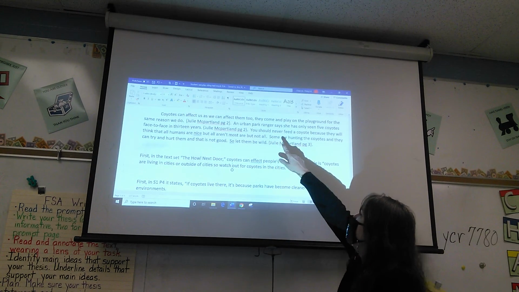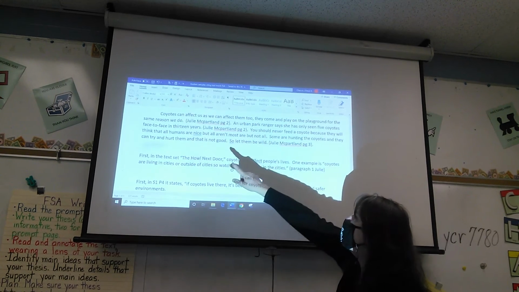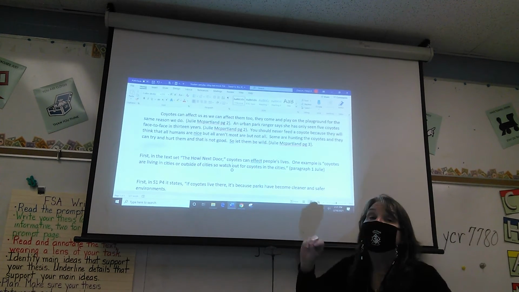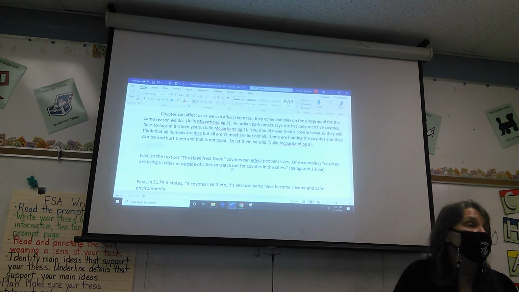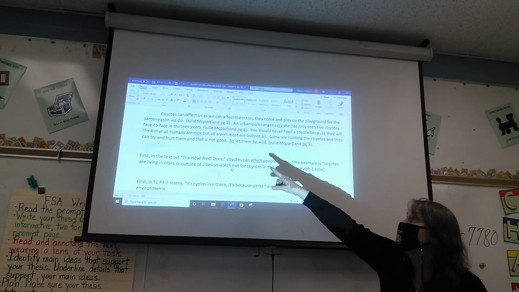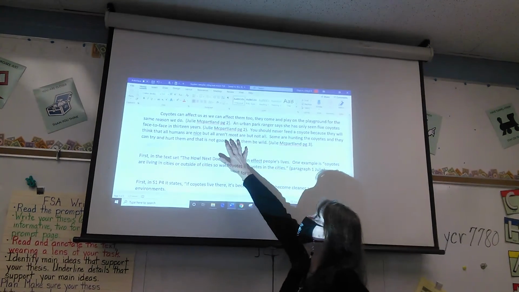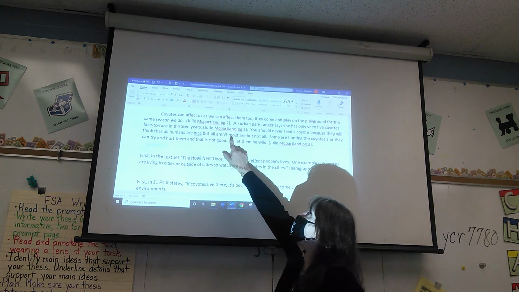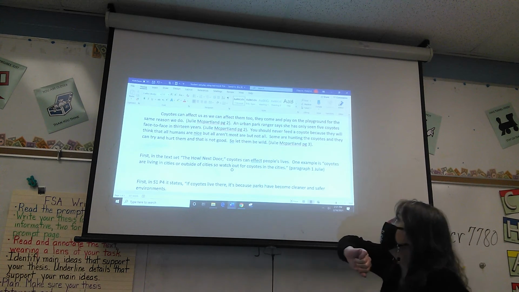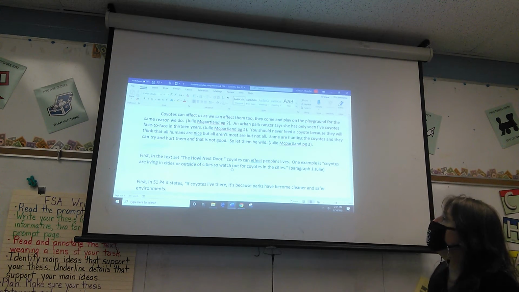Okay, then we go. An urban park ranger says she has only seen 5 coyotes face-to-face in 13 years. Well, I know that that's a quote, but it's not quoted. It is cited, but again, it's cited incorrectly. You should never feed a coyote because they will think that all humans are nice, but they aren't. Most are, but not all. Some are hunting the coyotes, and they can try and hurt them, and that is not good. So let them be wild.